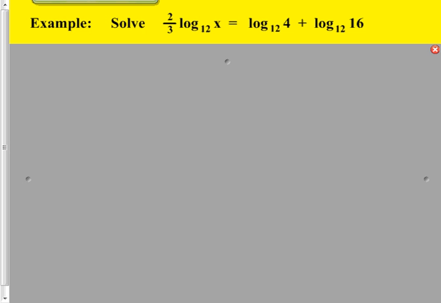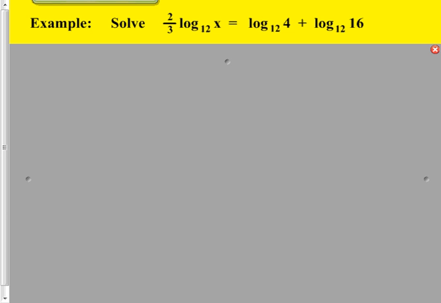Now, as you can probably imagine, just like with the exponents, these problems are not going to just come at you one law at a time. You will have possibly many instances of the laws of logs coexisting in a problem together. It'll be up to you to decide when and where those laws might apply. So we're looking at a problem here that looks fairly challenging. Solve 2/3 of log base 12 of x equals log base 12 of 4 plus log base 12 of 16.